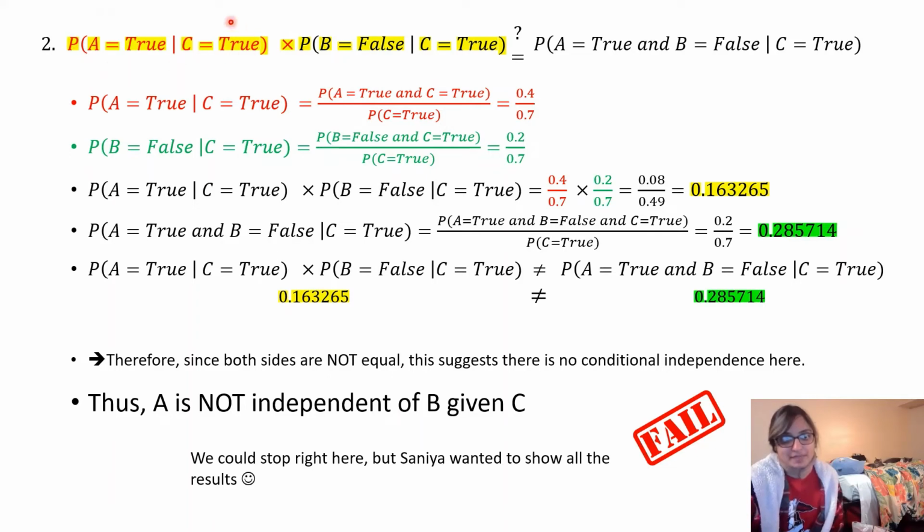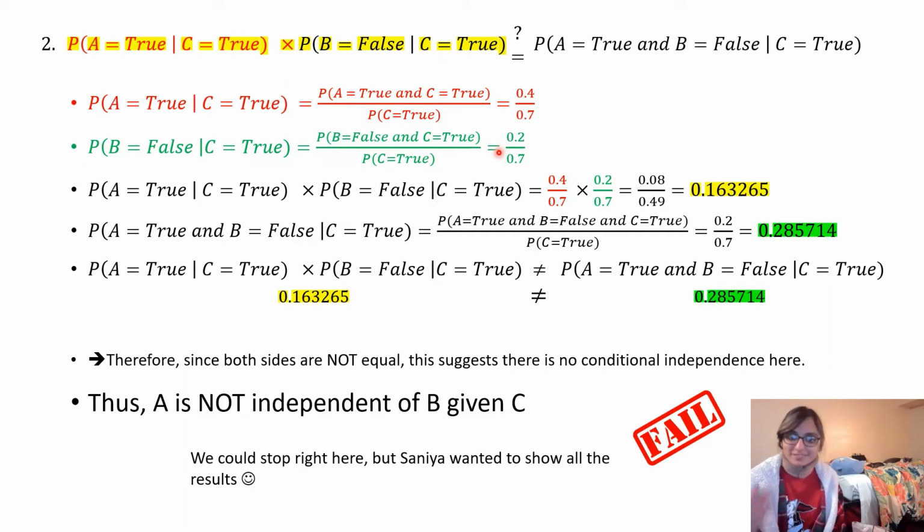So the probability A is true given C is true, and working these out will help you get stronger in these concepts, is equal to the probability that A is true and C is true divided by the probability C is true, which is 0.4 over 0.7. The denominator here is 0.7. And the probability that B is false given C is true is the probability B is false and C is true divided by the probability C is true. This numerator is 0.2 divided by 0.7.